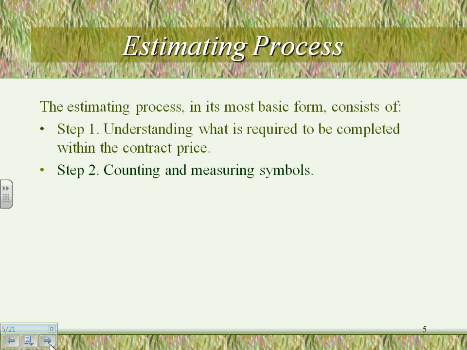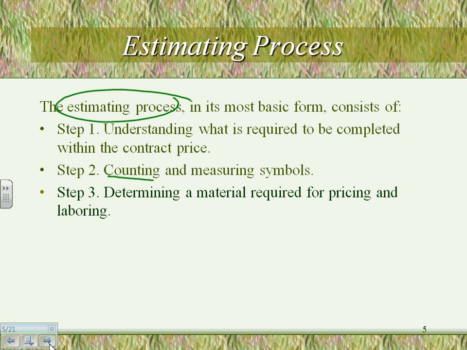Now, after you understand the scope of work, what do you need to do? Count and measure. Count equipment and material and measure distances. Measure for cables and feeders and branch circuits, and count for devices and lights and fixtures and so forth. Number 3, after we understand what we need to do, we counted everything, we put them in nice sheets, nice forms, and we determined the material required for pricing and labor. Then we put them in the bill of material. We generated the bill of material.